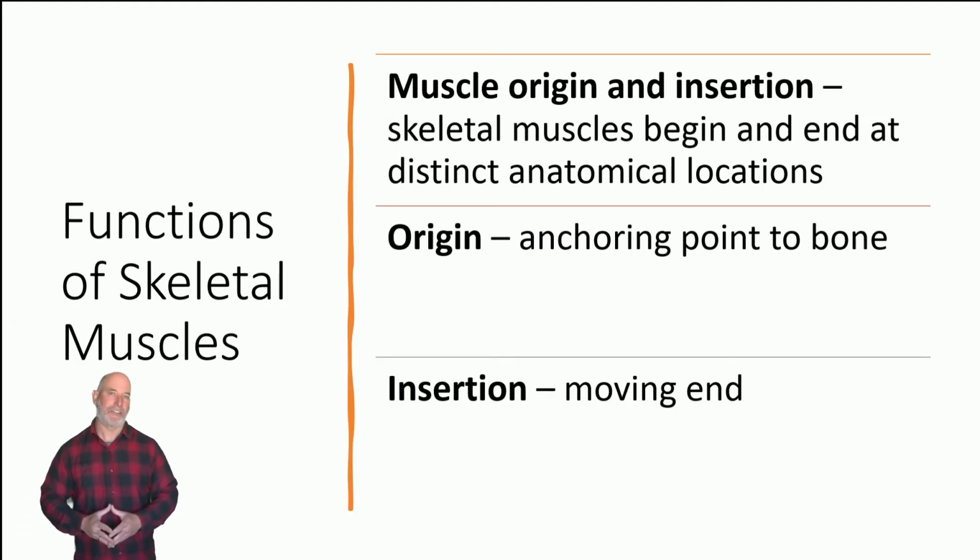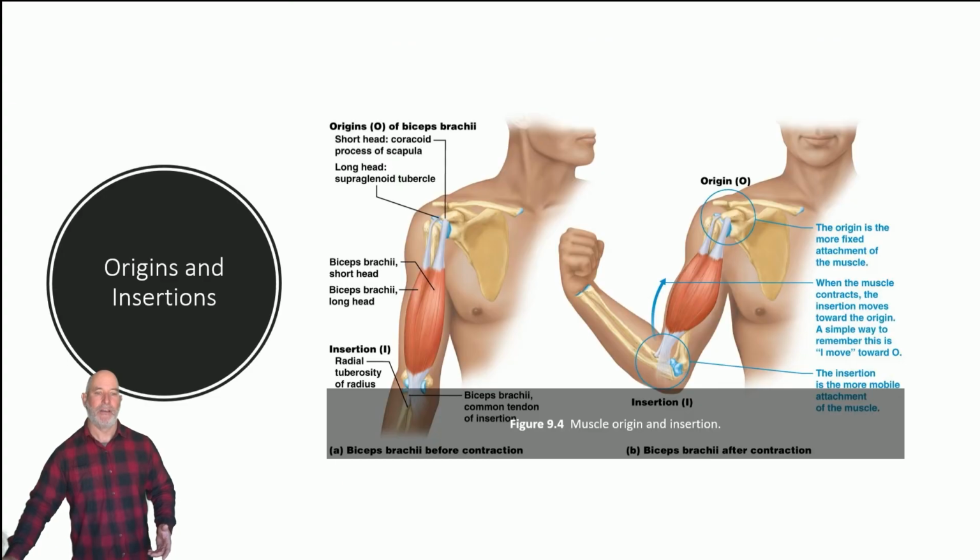Now, skeletal muscles have what are called origins and insertions. The origin is the anchoring point. That's where the muscle is attached. And then we have the insertion, which is the moving end. So here's a close-up view of our bicep. The origin of the bicep is way up here in your shoulder, and the insertion is down here. So when you contract this muscle, it brings your arm upward.